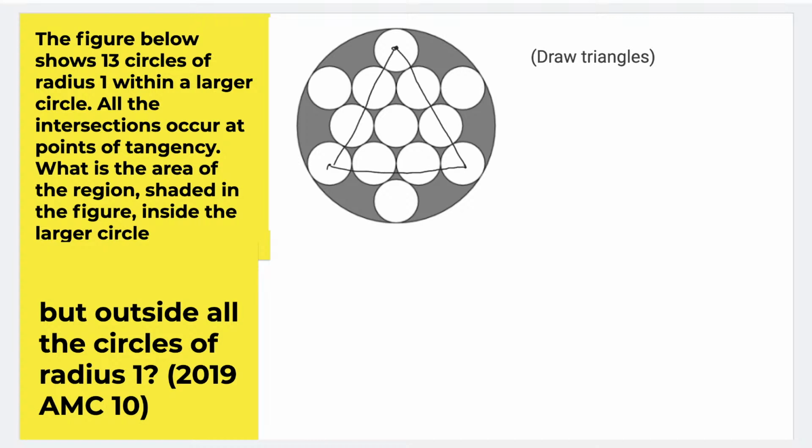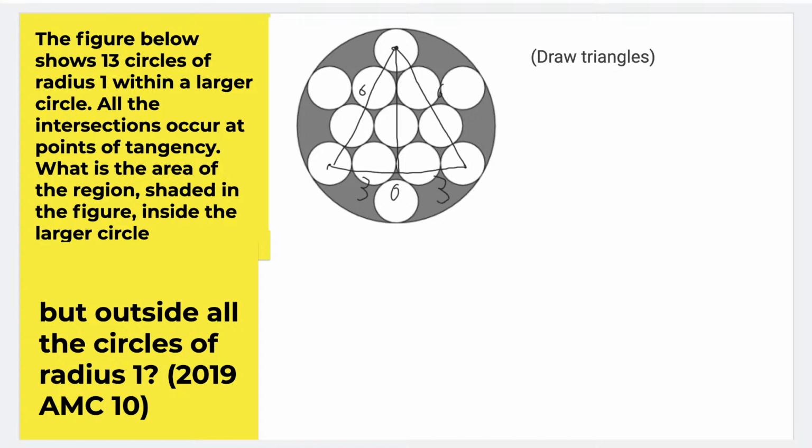We see that this is just an equilateral triangle with a side length of 6, because 2 diameters plus 2 radiuses. 2 radiuses equal 1 diameter, which is just 3 diameters, and each diameter is 2. So the entire length is 6. This is 6, and this is 6. Now the height. If you make a perpendicular line, you're going to divide this length in half. So this is 3 and this is 3.